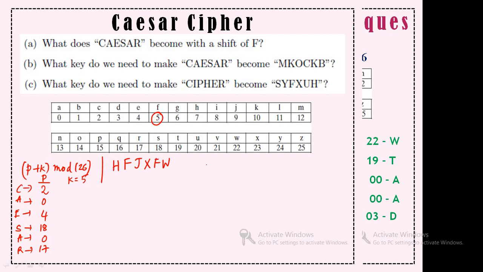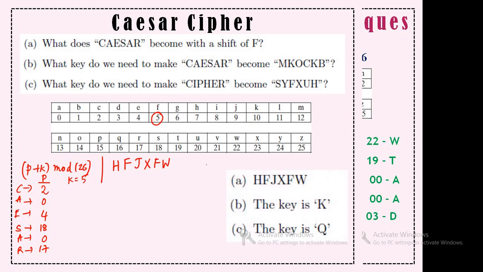Right? So let me just give you the final answers. So these are the final answers. Again H, F, J, X, F, W. So it matches with the answer that is given. And the key in this case is K and the cipher also for this is Q. You can do it later as well, no problem at all. Very similar kind of question, very simple in fact, this one.